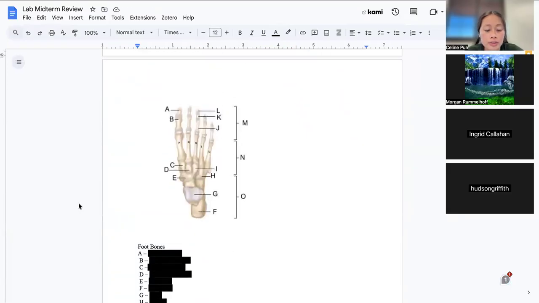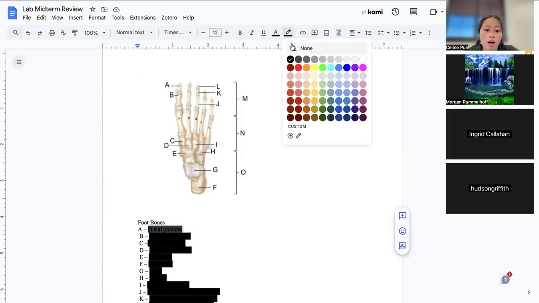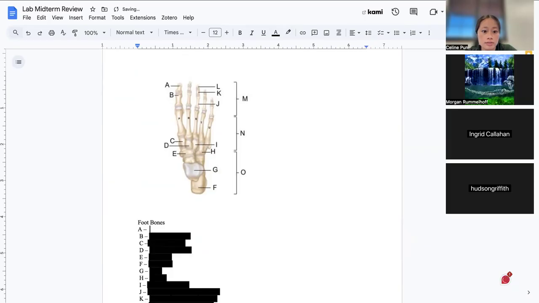Okay. The next is the foot bones. What is A? It is called the hallux, or the distal phalanx of hallux. So your hallux is your big toe, but the distal phalanx is the furthest one away from your midline.